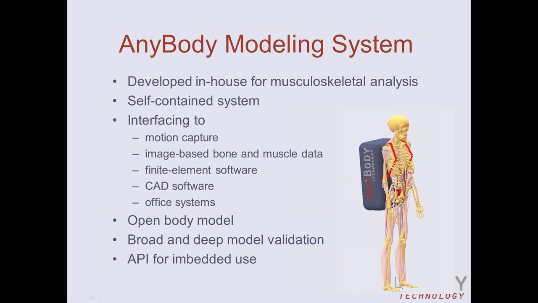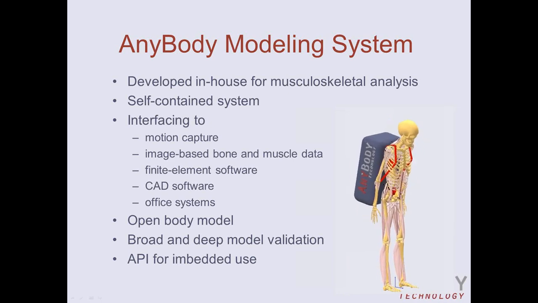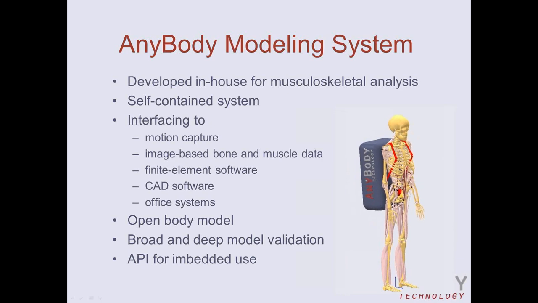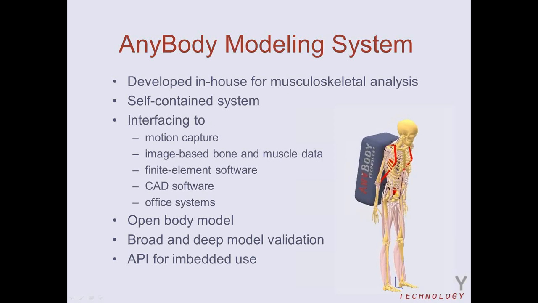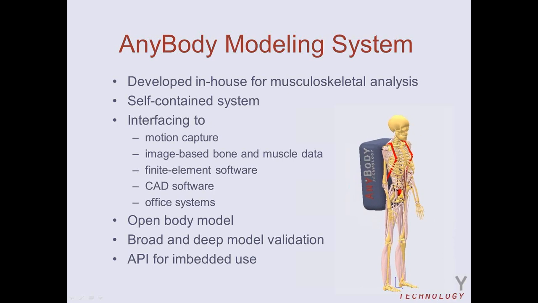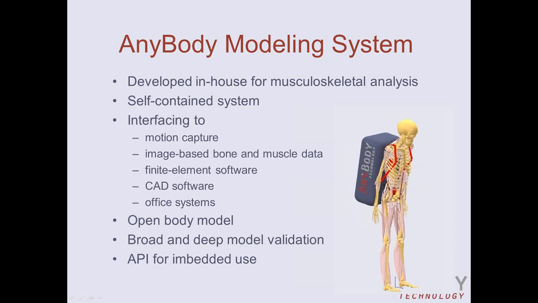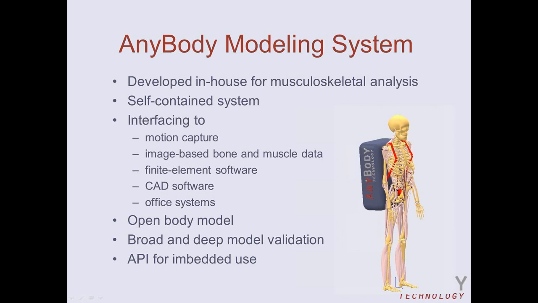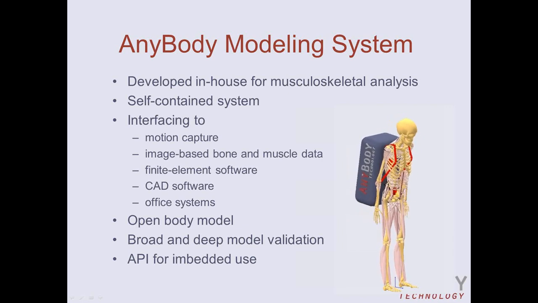The AnyBody modeling system is a musculoskeletal modeling software for biomechanical simulations. It's a complex multi-body software with detailed muscle functions built in. It has been developed completely in-house and it requires no third-party software. It can be used to simulate man-machine interactions of many kinds.